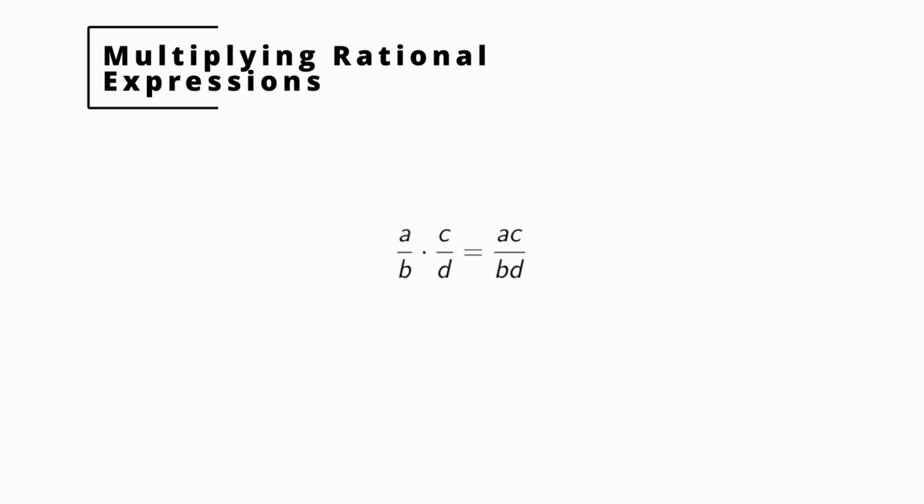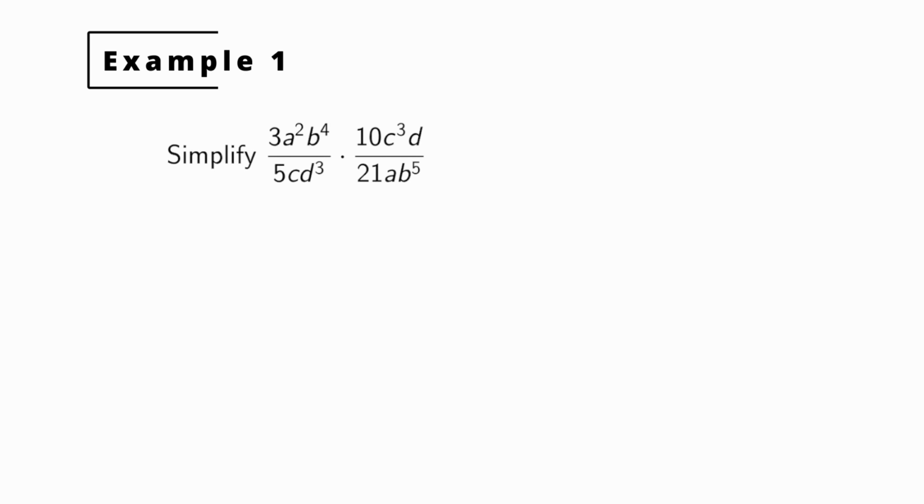If I have, for instance, a over b times c over d, to multiply these two rational expressions, I simply multiply across the numerator and across the denominator. So a over b times c over d gives me ac over bd. So we will do that for any rational expression, but we'll also need to then simplify it. Consider the following example.